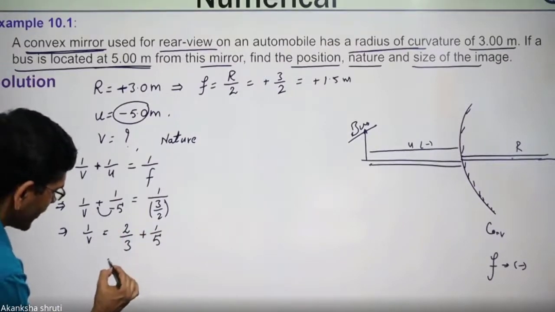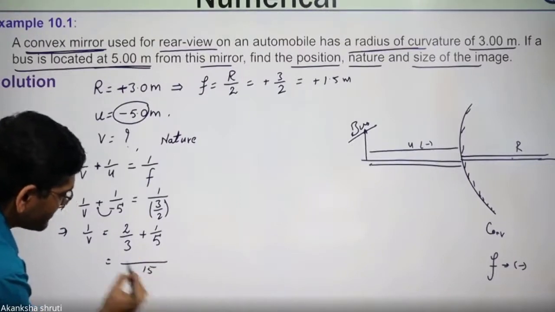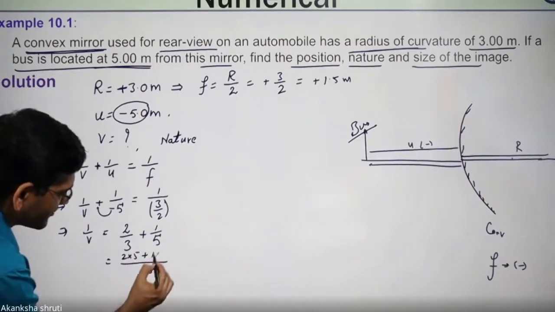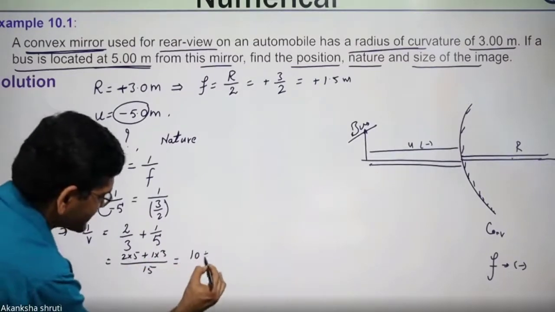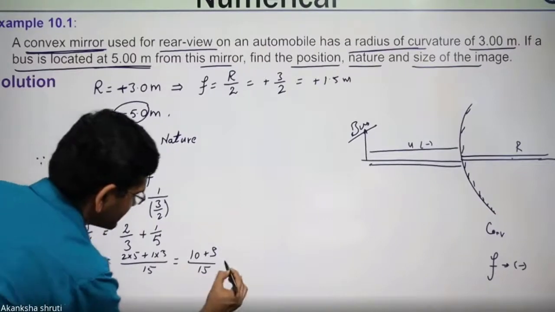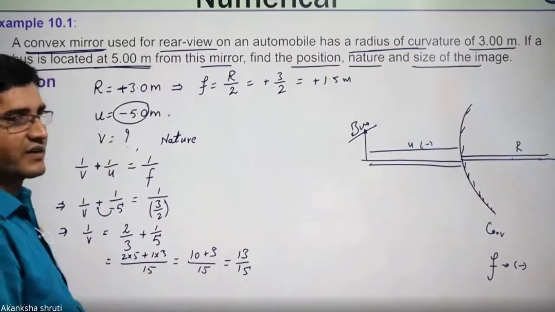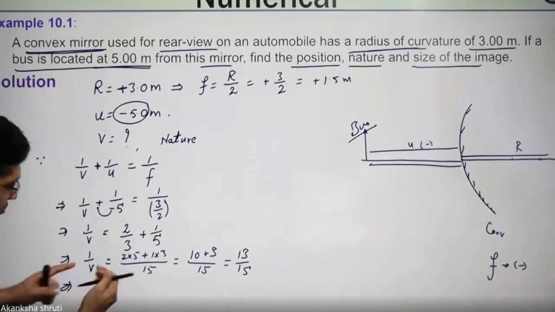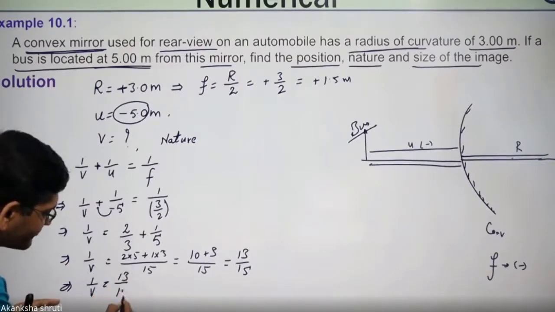Students, for solving this, we have to take the LCM of the denominators. 5 3s are 15. This 3 will go 5 times, so 2 needs to be multiplied by 5, plus this 1 needs to be multiplied by 3, since 5 will go 3 times. So we have to simplify this. It is 10 plus 3 by 15. It is 13 by 15. A student, do not think this is the answer. What is this? This is our 1 by v. 1 by v is this much. So here 1 by v is 13 by 15.